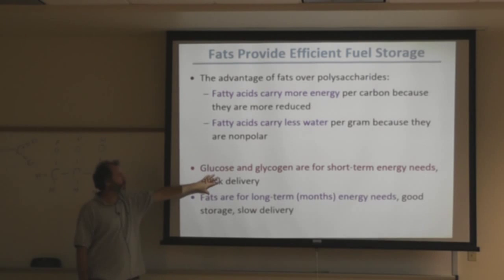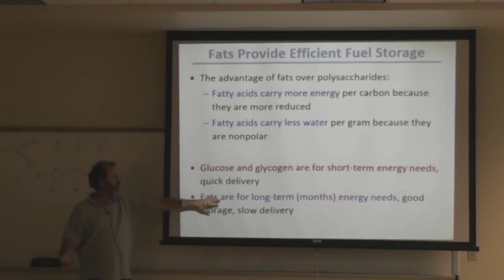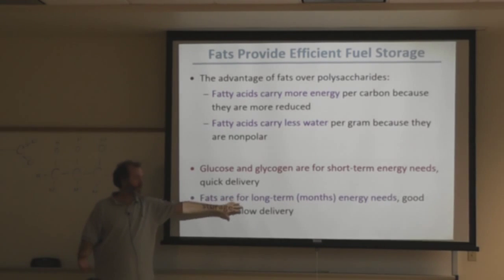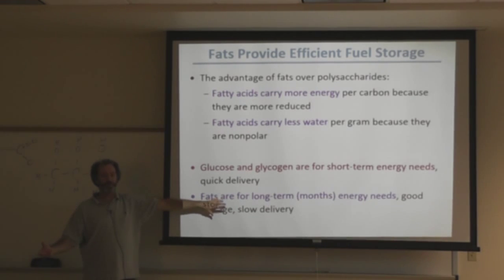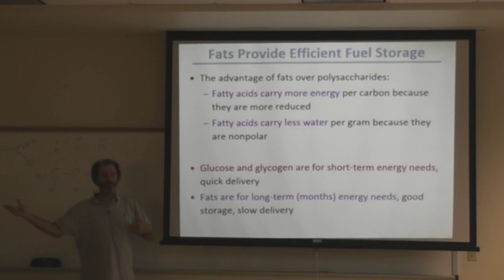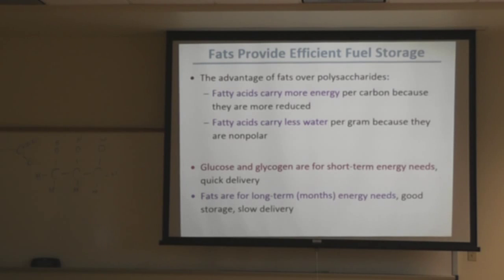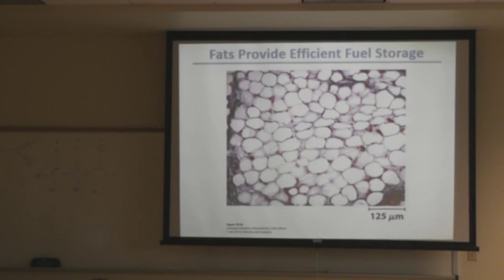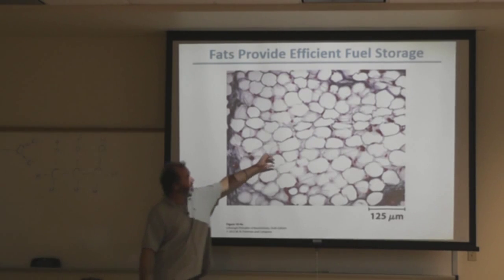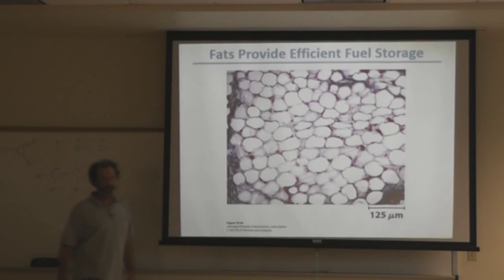Glucose and glycogen are for short-term energy needs, and they can deliver that energy quickly, whereas fats are longer-term. We acquire fat over months to years, and if we go starving, that's when we start to burn the fats that we store. And this is just the adipose tissue. So it shows you white adipose tissue, where you have these big fat globules within the cells.